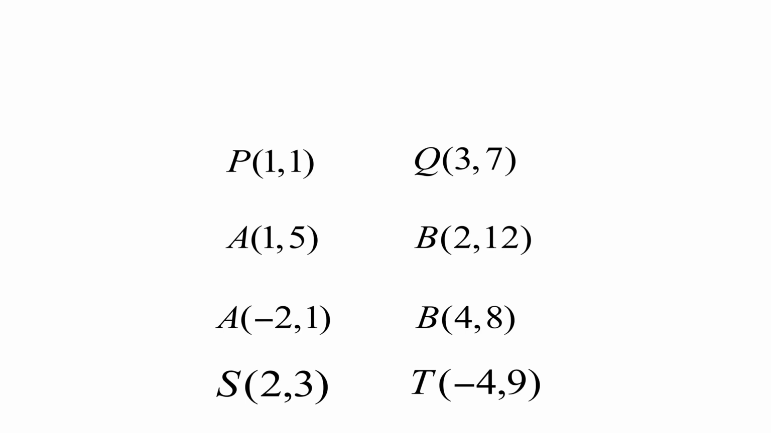Now, please calculate the gradient for the straight line that passes through the points given. So I leave it for you to try. For A, you need to find the gradient PQ. For B, you have to find the gradient AB. And for C, you have to find the gradient AB. And finally, you have to find the gradient for ST. Alright?